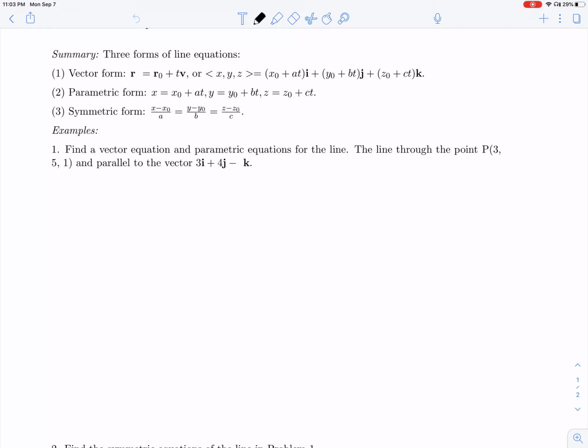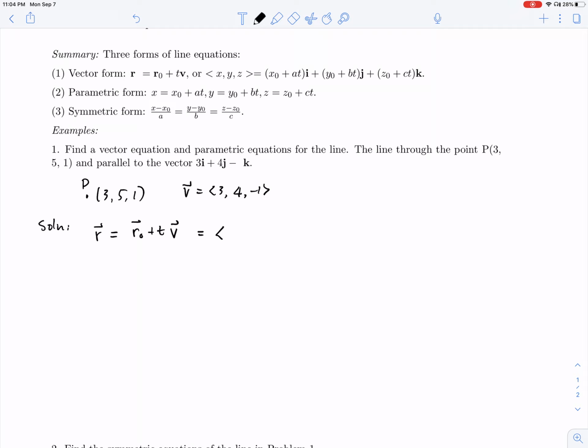The first one: find the vector equation and parametric equations for the line. The line passes through this point P, which is (3, 5, 1), and is parallel to the vector, so we have this vector over here: (3, 4, -1). So the vector form: r is equal to r naught plus tv. And r naught is simply the point.